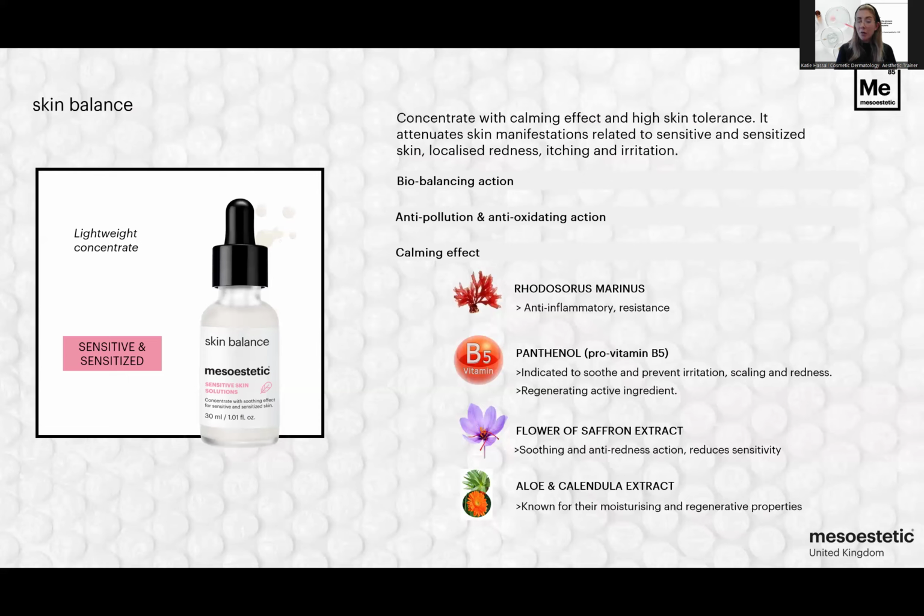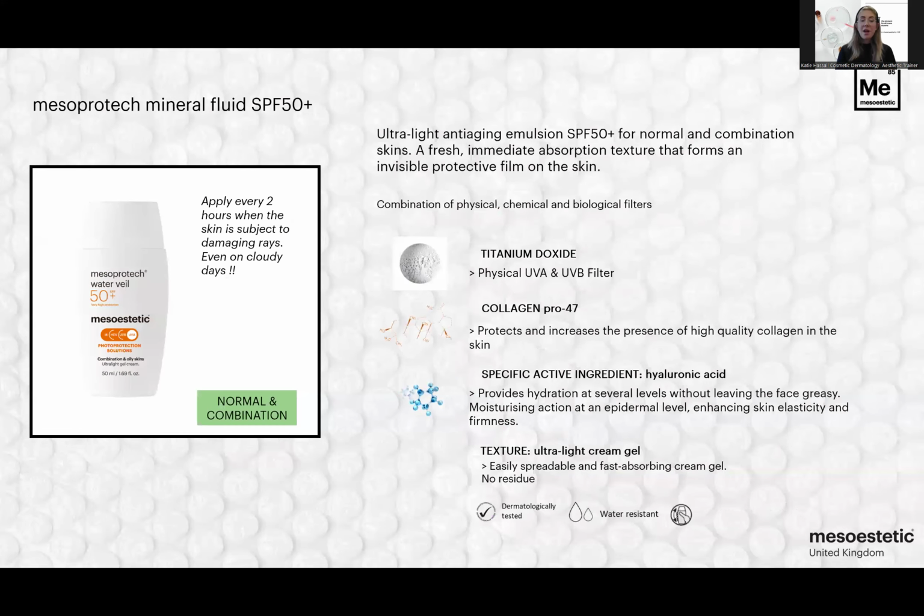You've got panthenol from provitamin B5 in there, indicated to soothe and prevent irritation, scaling, and redness. Flower of saffron extract to soothe and have anti-redness. And aloe and calendula extract, known for their moisturizing and regenerating properties. And then finally, the Waterval, which will be used in the exact same way as if they were using the acne prone kit.